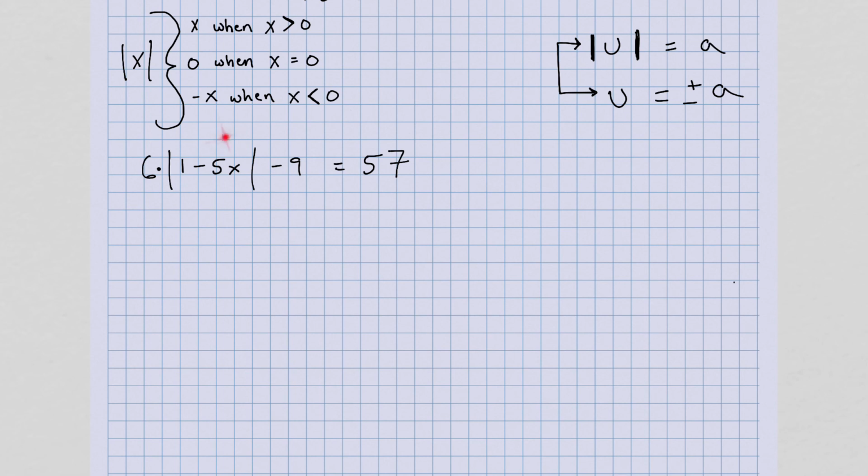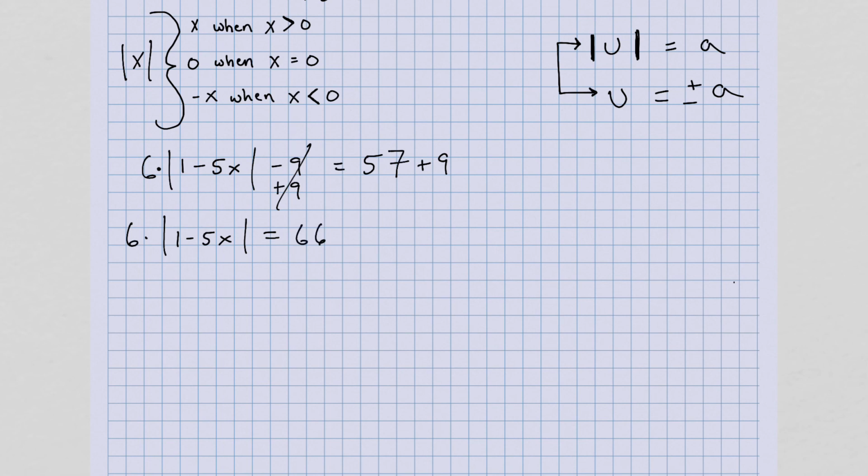Whenever you're deconstructing this stuff, you always want to attack the plus or minus first. Here we have this minus sign. You want to get rid of the plus or minus before you get into the multiplication or division, normally. So first step, we're going to add 9 to both sides. Plus 9 cancels it out, so we're left with 6 times the absolute value of 1 minus 5x equals 57 plus 9. That gives us 66.